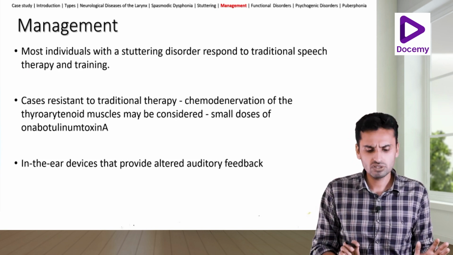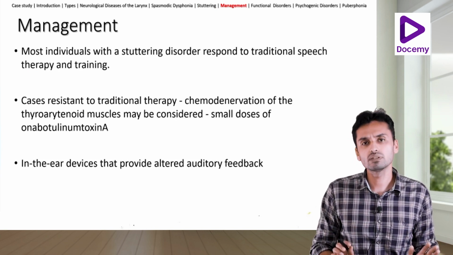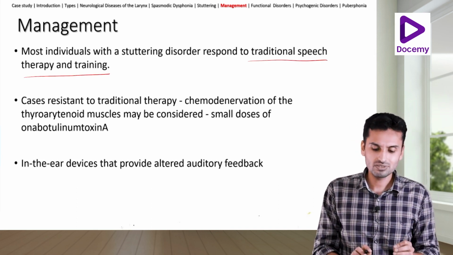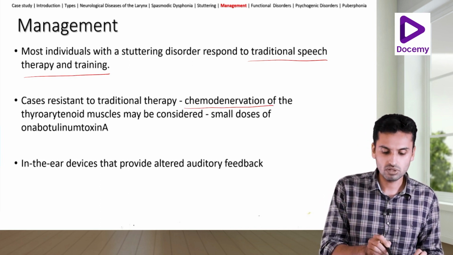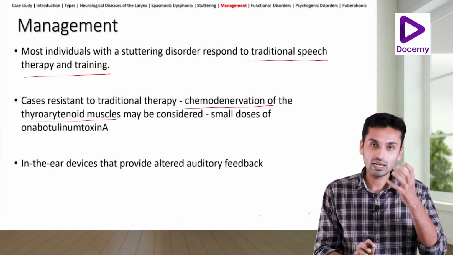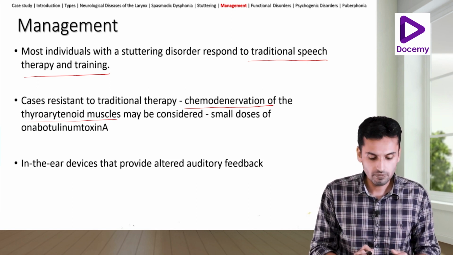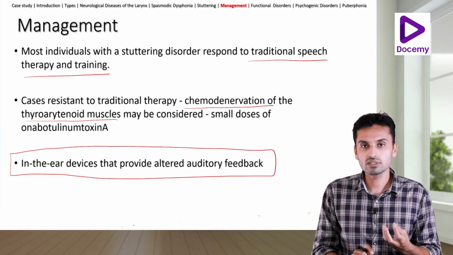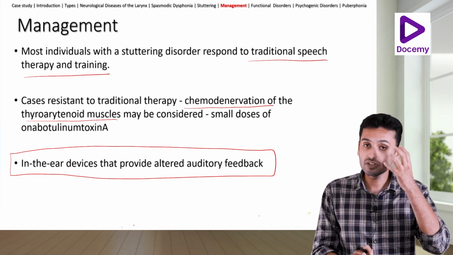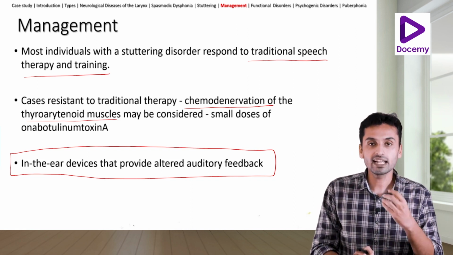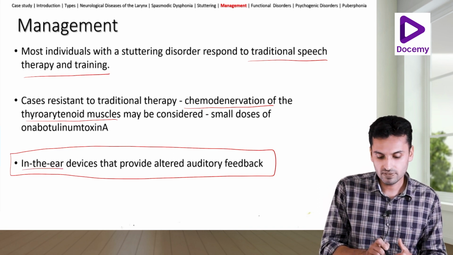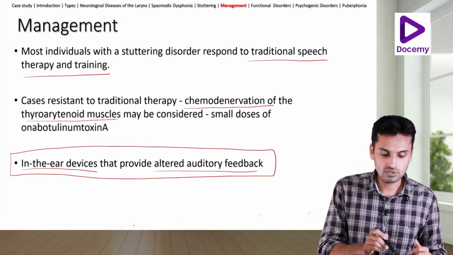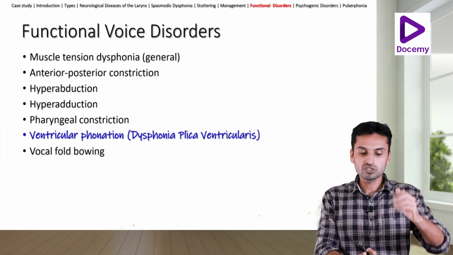So how do you manage this condition? Most individuals with stuttering will do well with speech therapy, traditional speech therapy and training. In resistant cases, you may have to do chemodenervation, like you inject botulinum into the thyroarytenoid muscles just to relax the muscle and relieve the spasm. Now there are in-the-ear devices. Okay, so what these in-the-ear devices do is alter the auditory feedback of the patient's own voice, and that helps in reducing the stuttering. So those were the two hyperfunctional disorders.